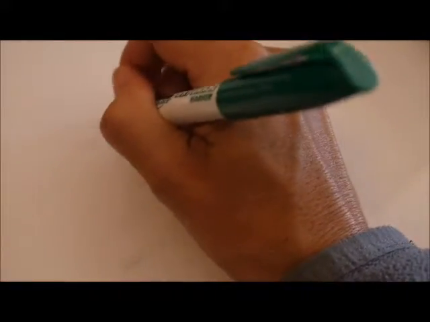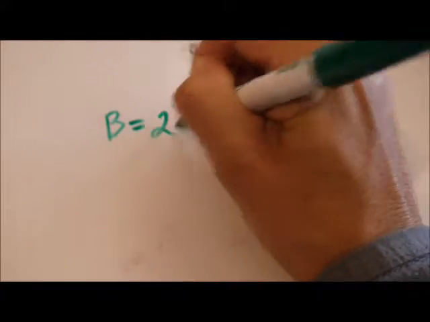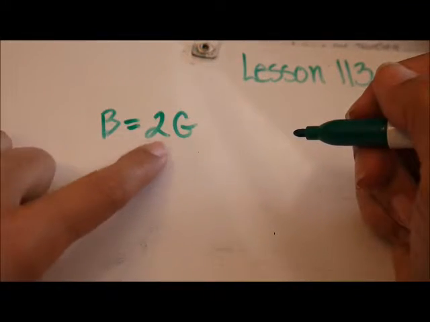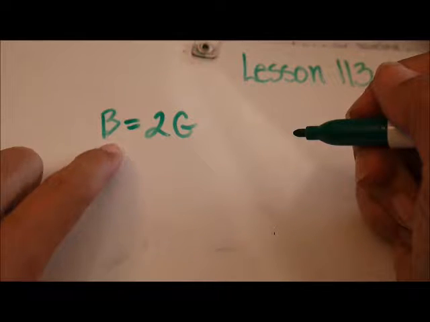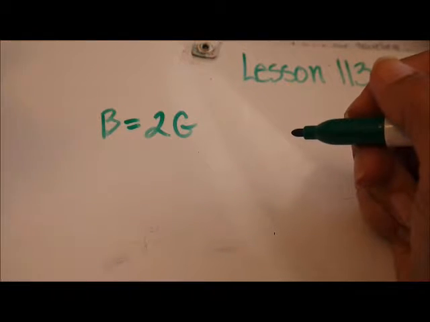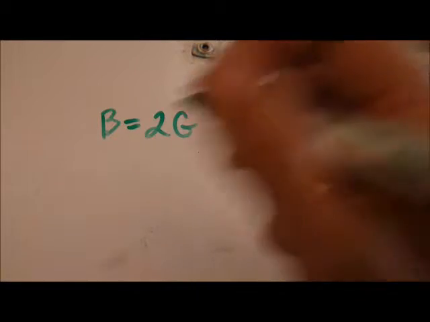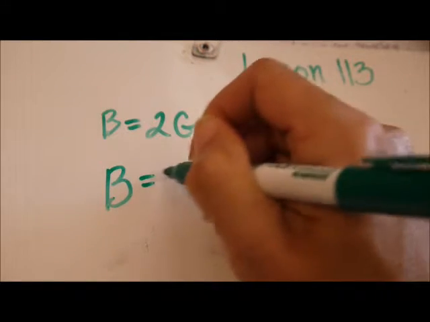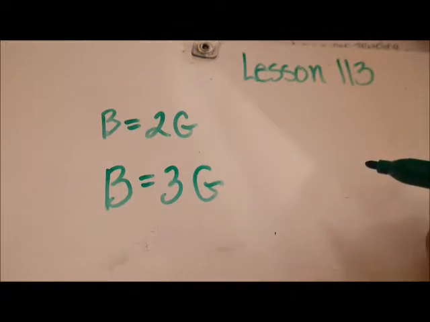Suppose that in every classroom at a particular school there are twice as many boys as there are girls. We can express that by writing B equals 2G, where B stands for boys, G stands for girls, so we have to double the girls to get how many boys we have. Okay, let's say in another school, there are 3 times as many boys as there are girls. It would look like this.